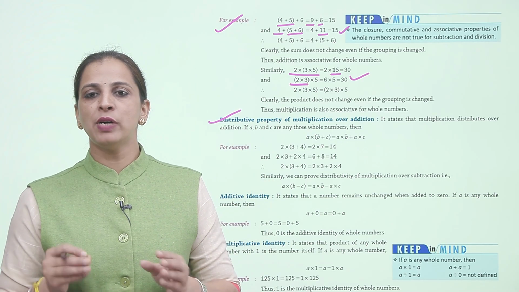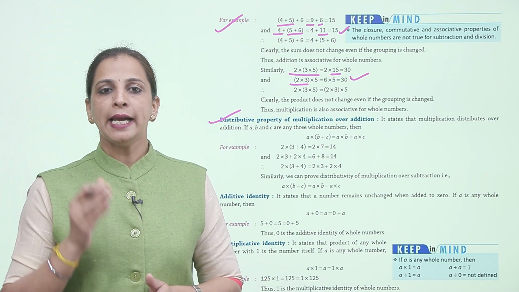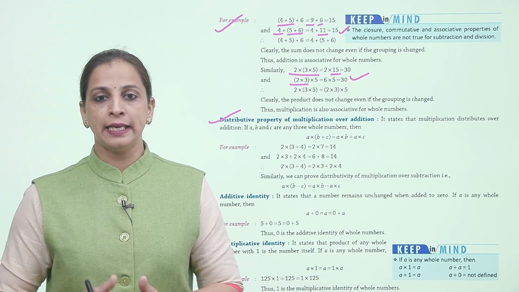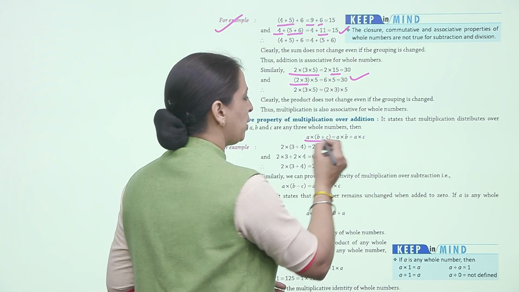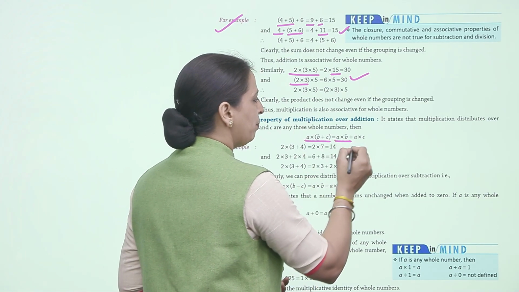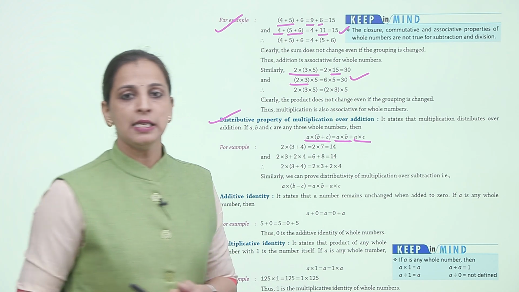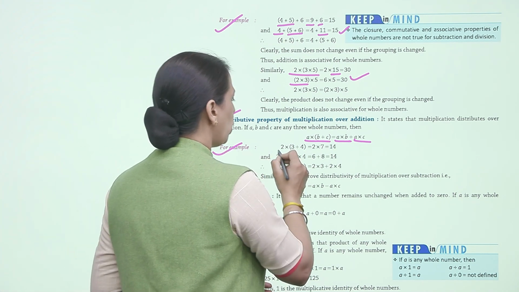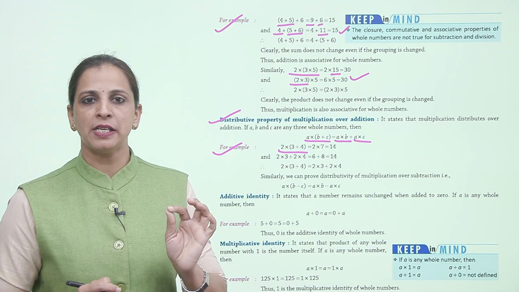It states that multiplication distributes over addition. If A, B and C are any three whole numbers, then A multiplied by (B plus C) is equal to A multiplied by B plus A multiplied by C. For example, 2 multiplied by (3 plus 4).